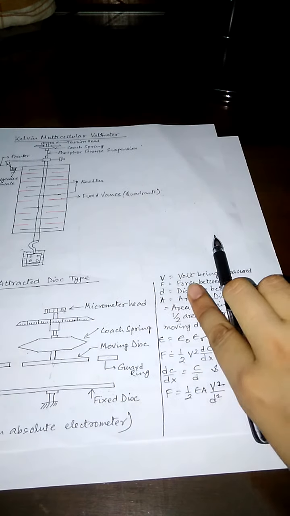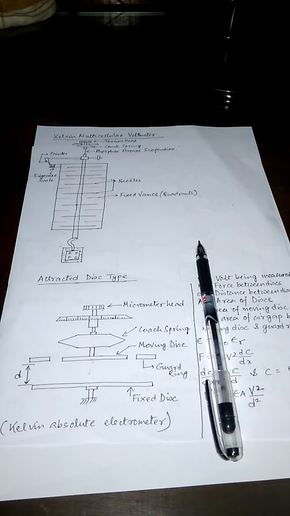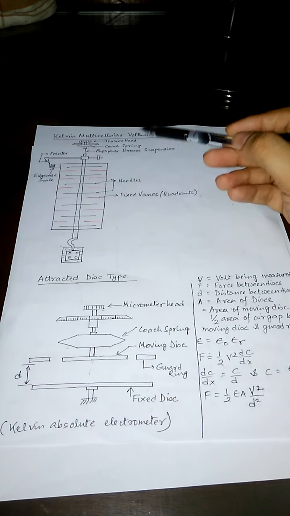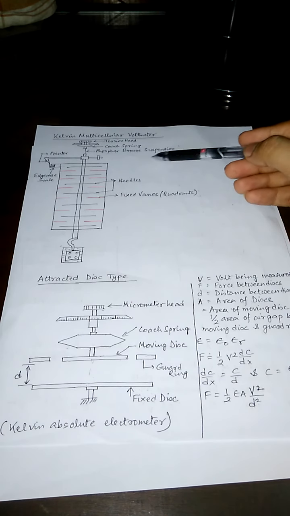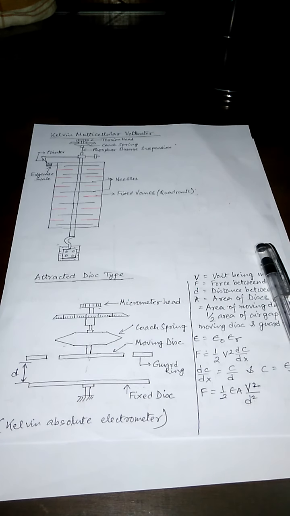So these are the different types of electrostatic meters we have discussed today, the attracted disc type and the quadrant type, and previously we discussed their classifications, working principles, advantages, disadvantages, etc. These are voltmeters used for high voltage measurements. There is also an exception: the Kelvin absolute electrometer can be used for low voltage measurement. So that's all for today.